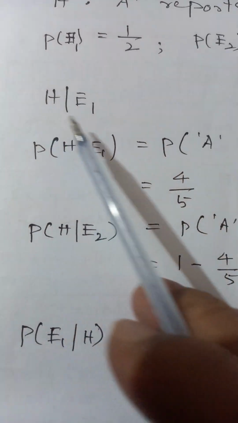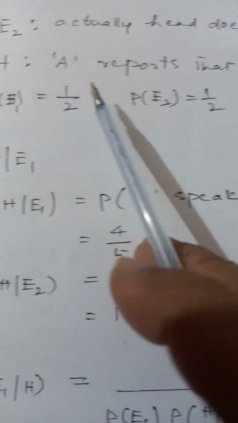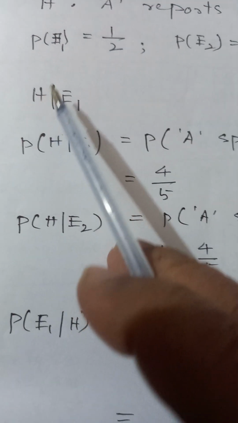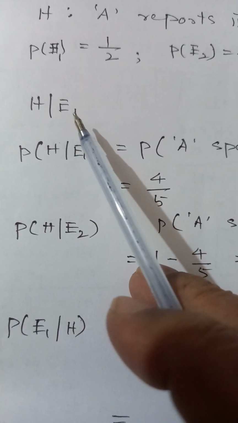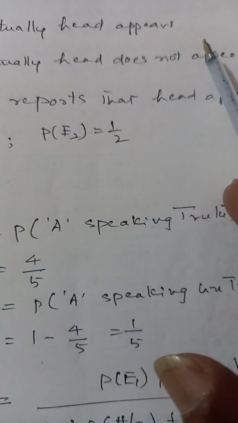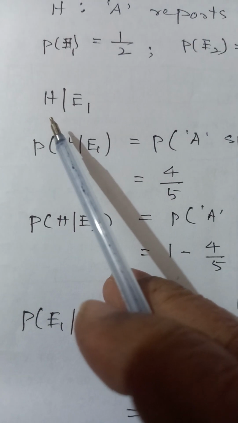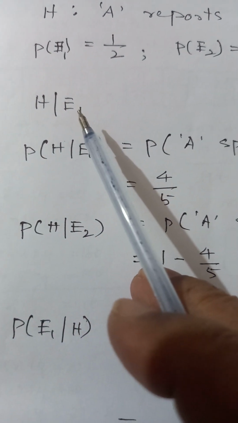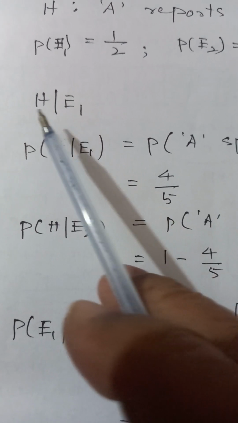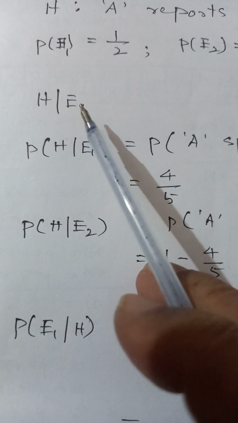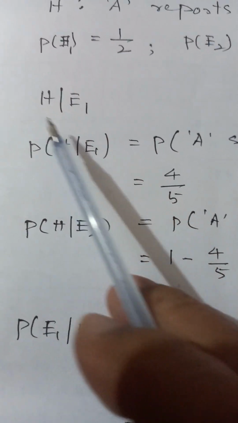And now look at this, H bar E1. What is the meaning of this? What is H? A reports that head appears, given that E1. What is E1? Actually head appears. So A reports head appears, given that actually head appears. This is how we have to read.